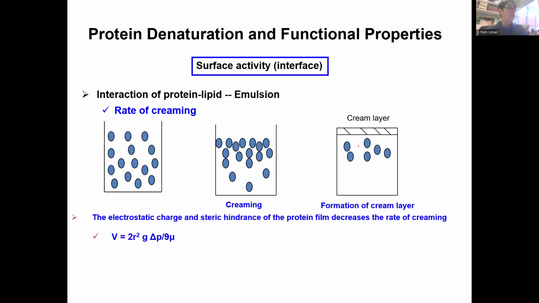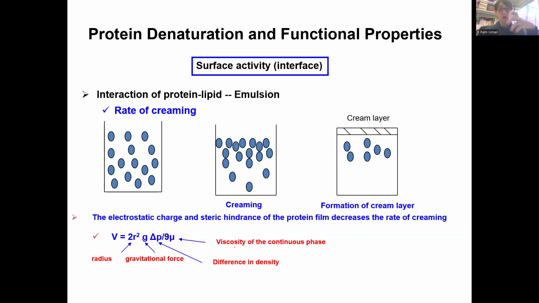So if we want to look at it in terms of an equation, V is the rate of creaming or separation, rate of separation. The R relates to the radius of the droplet. And then g is the gravitational force. And then delta rho is the difference in density. You see those all are directly related to the rate of separation.